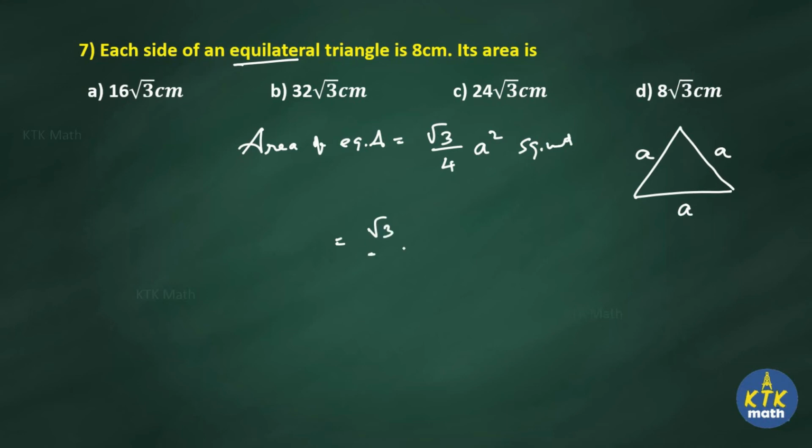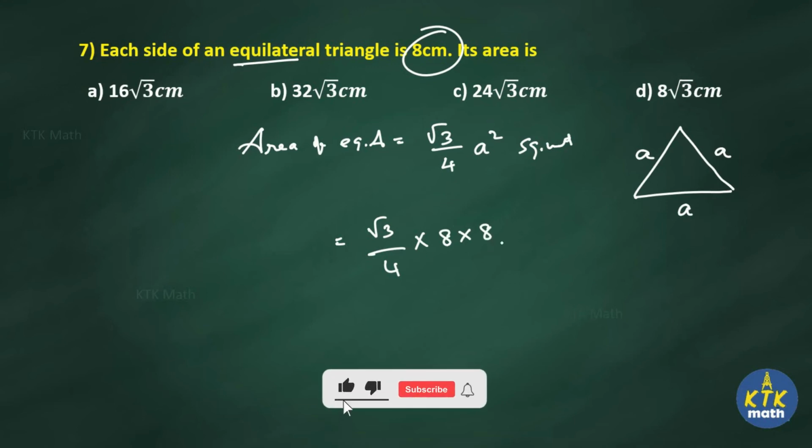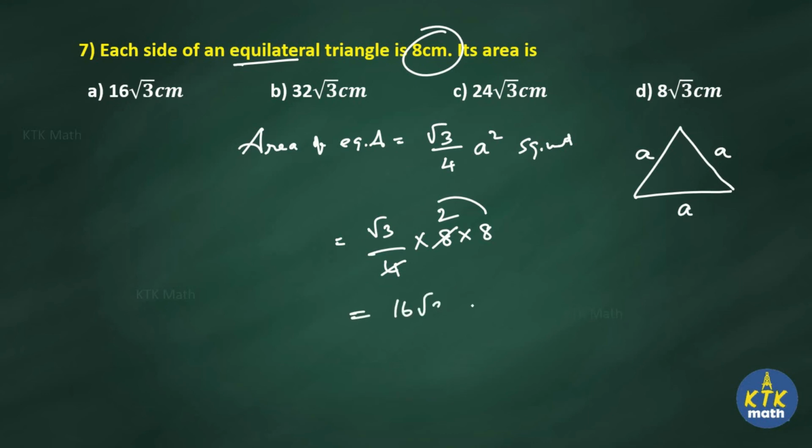So root 3 over 4, your a is given as 8, so 8 times 8. Make sure a square is given, so we must write that in terms of a product, 2 times. Now just simplify: 4 and 8, you can cancel, it's 2, so 2 8s are 16, so our answer is 16 root 3 square centimeter. The options don't have square centimeter, but it's actually square centimeter. Just make a note of it. Just 16 root 3 square centimeter is the answer.